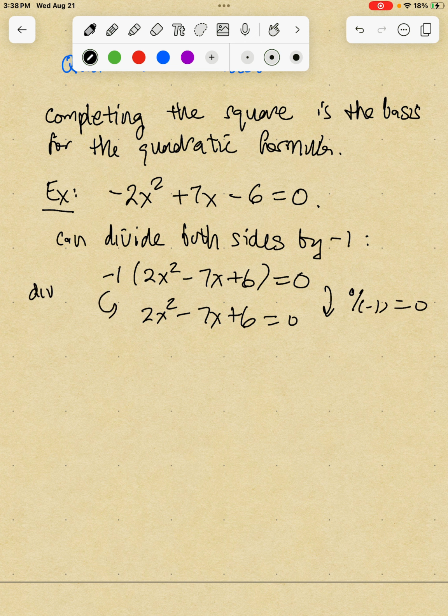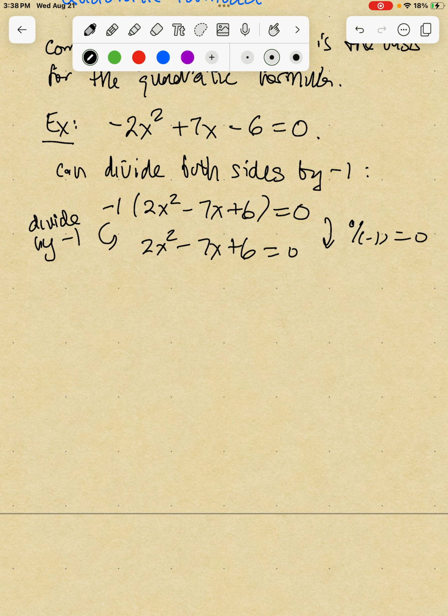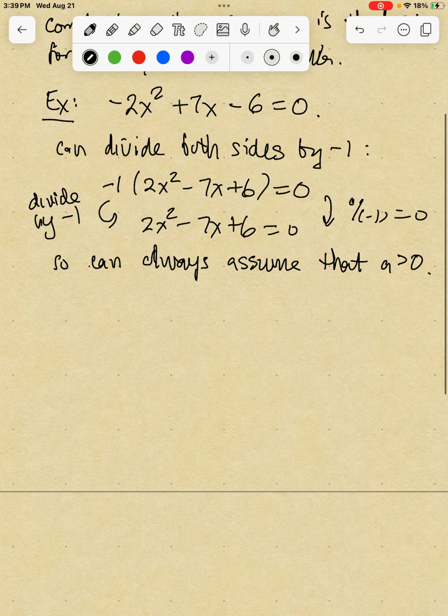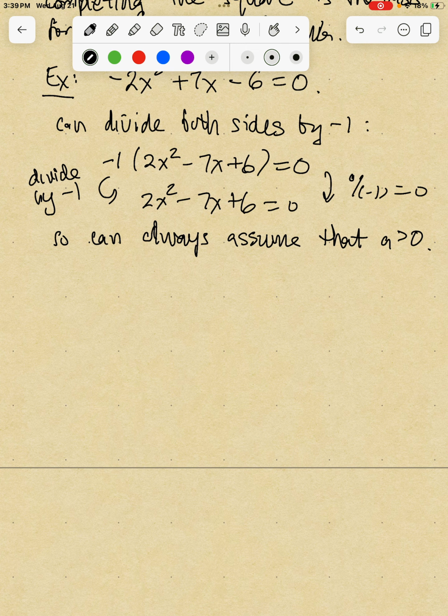Here I divide by negative 1. So whenever you have a quadratic equation like this, you can always just factor out the negative 1 and then divide out the negative 1 to guarantee that the number in front of x squared is positive. So we can always assume that a is positive. You can always get to this stage. So let's say you have a quadratic equation you want to solve, and you get to the stage where the number in front of x squared is positive. Then how do you solve it?